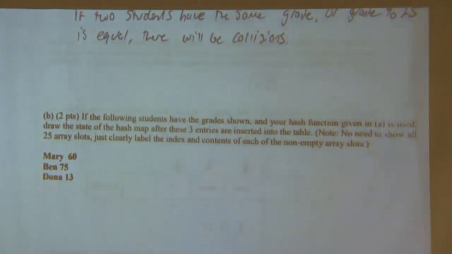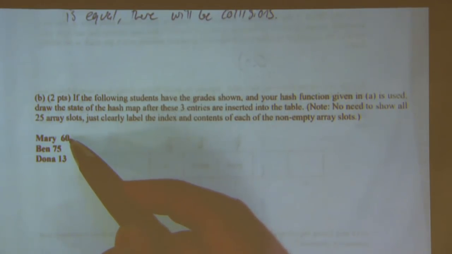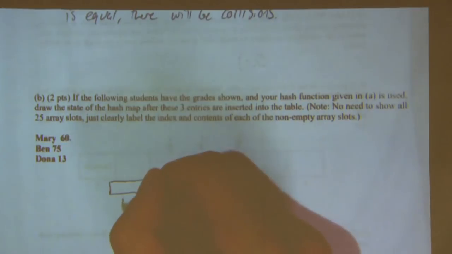And then it just says, if the following students have their grades shown and your hash function given in A is used, draw the state of a hash map after the entries are inserted. And then just some stuff about making the picture easier to draw. So basically, 60 mod 25 is equal to 10. And so I'll just draw my 10 slot right here, and that's where Mary gets put.